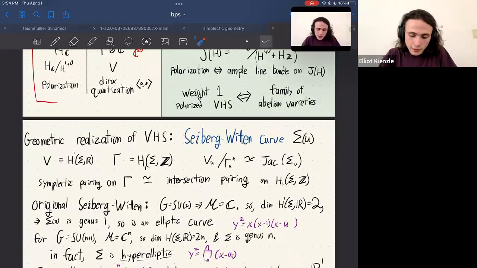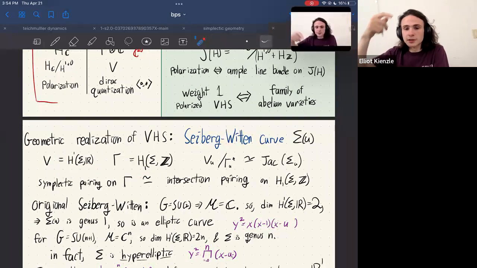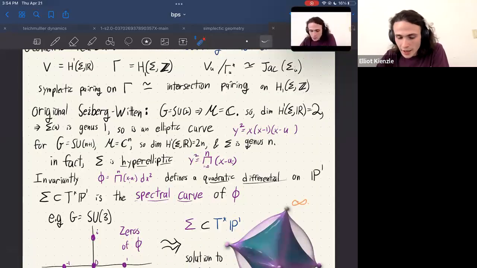Yeah, as I was saying, your vector space is isomorphic to the real cohomology, and we mod out by the first homology group, the integer valued one, and that gives you your Jacobian. And your symplectic pairing, you get that directly from your Seiberg-Witten curve. That's just from the intersection pairing of cycles on your curve, right? So in the original Seiberg-Witten case, we had the gauge group of SU(2), which ended up giving a one-dimensional complex manifold, and it gave a two-dimensional space.